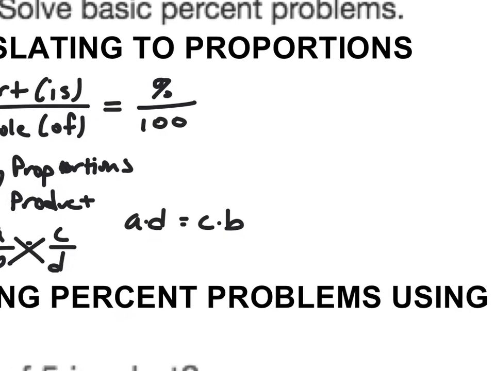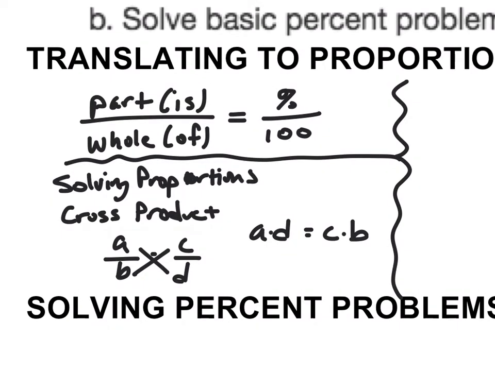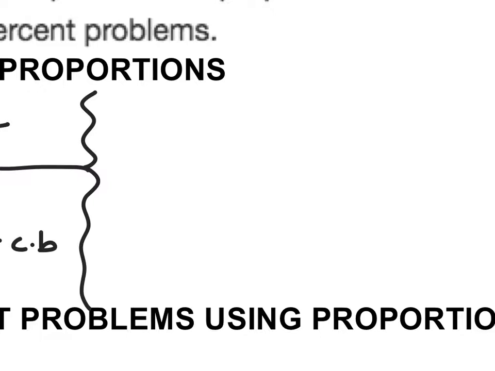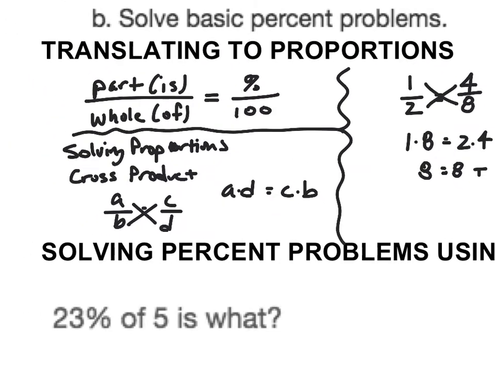Just so we're clear on that, let's think of something like 1/2 equal to 4/8. If you multiply across, 1 times 8 equals 2 times 4. 1 times 8 gives you 8, and 2 times 4 gives you 8. So this is a true statement. Let's move on and actually use this concept of proportions to solve.